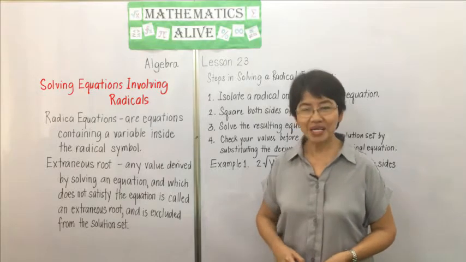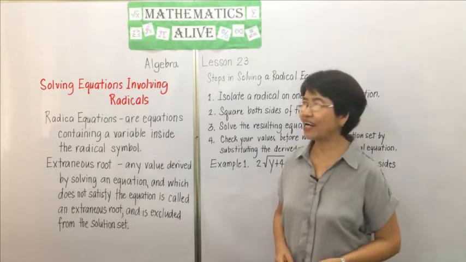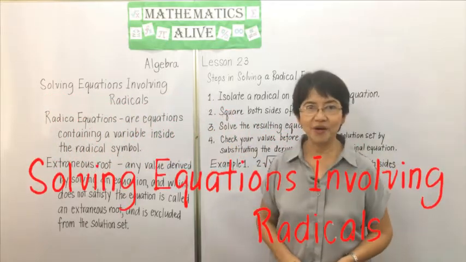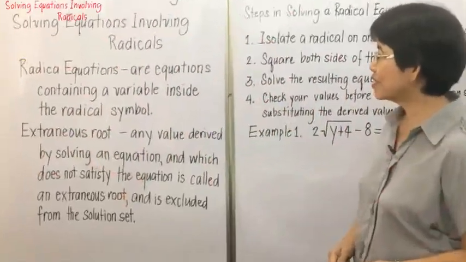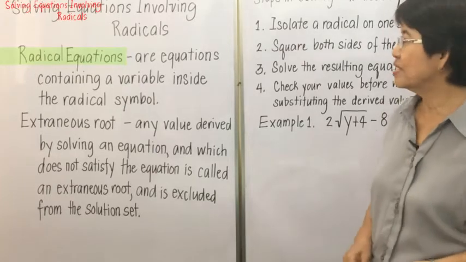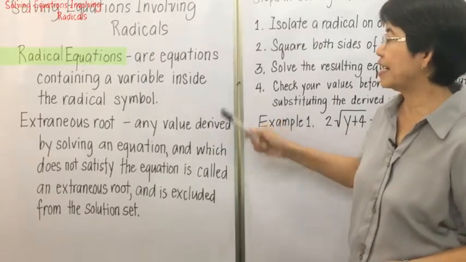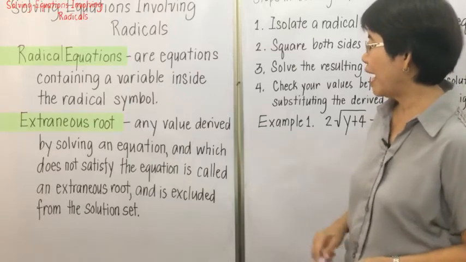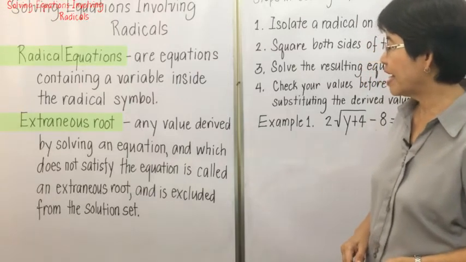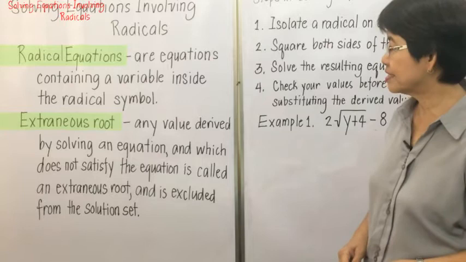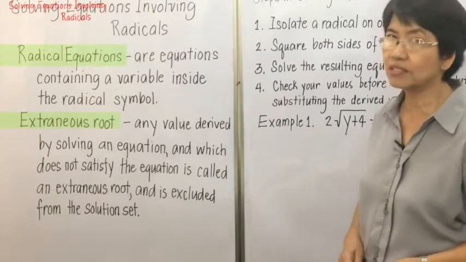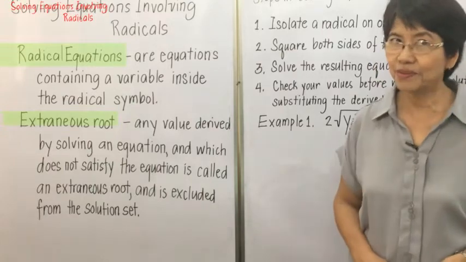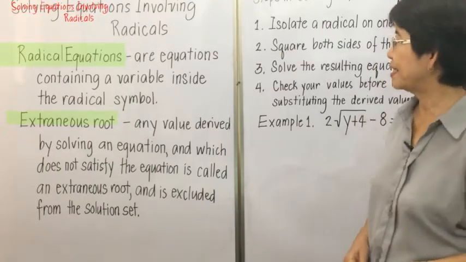Hi there! Welcome to Mathematics Alive Algebra Lesson 23, Solving Equations Involving Radicals. Radical equations are equations which contain a variable inside the radical symbol. Extraneous root: any value derived by solving an equation which does not satisfy the equation is called an extraneous root and is therefore excluded from the solution set.